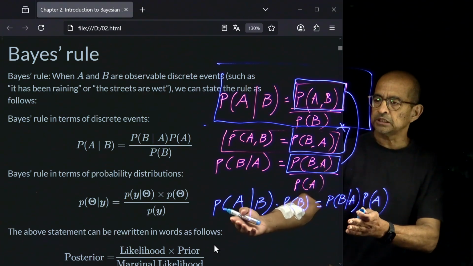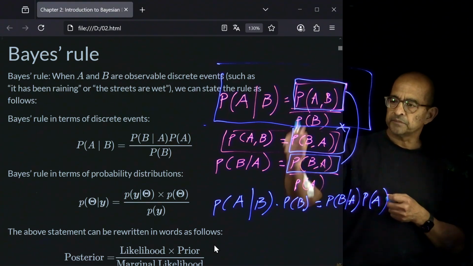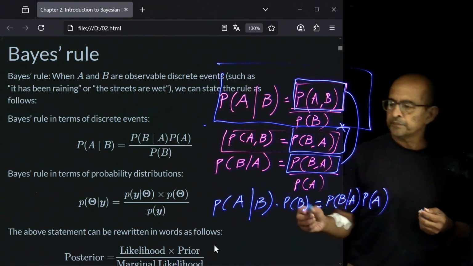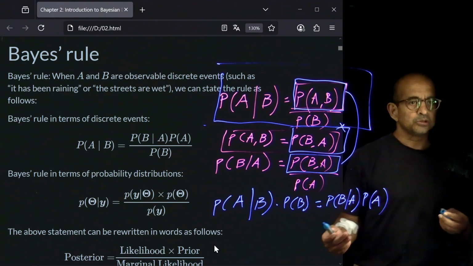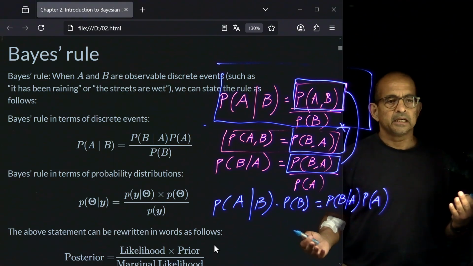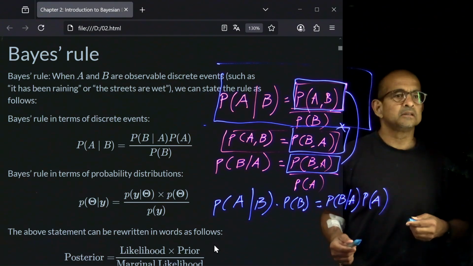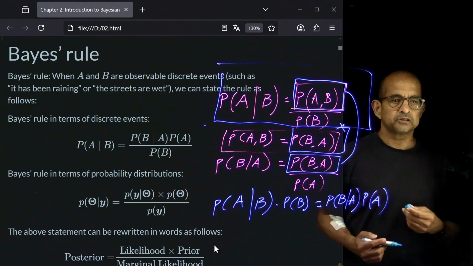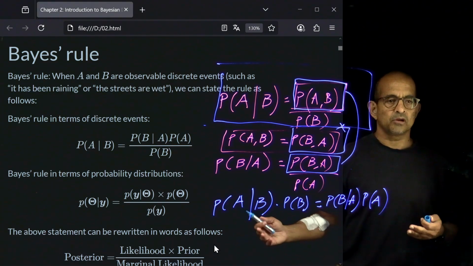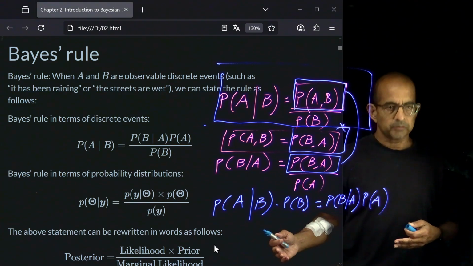And these two are going to be equal because the probability of A and B happening is the same as the probability of B and A. And this is what gives us Bayes' rule. So Bayes' rule is not anything controversial or subject to dispute. It's just a consequence of the conditional probability rule.